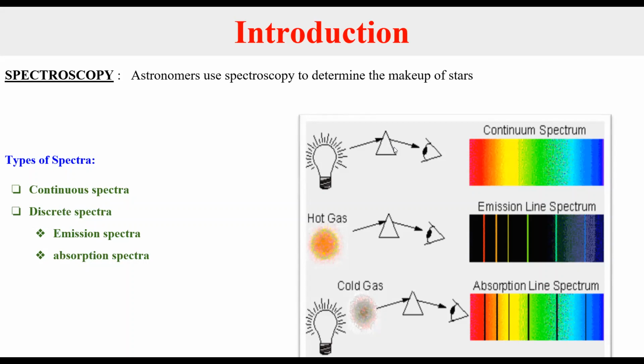When an electron jumps from one level to another level, it absorbs some energy, and when it comes back from level 2 to level 1, it emits some energy. So when it emits energy, that is emission spectra, and when it absorbs energy to go to the next level, it is absorption spectra.